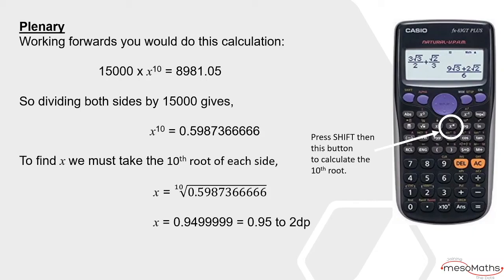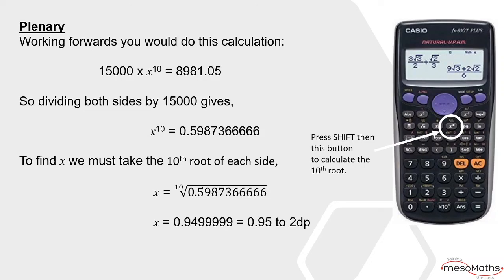So to access this button, you'll need to press Shift, which is on the top left on the Casio calculator anyway, and then press the button that we've been using for the majority of this lesson for doing powers. That will allow you to put in the 10 in front of the tick part of the square root symbol. So now we can do x equals the 10th root of 0.598736 recurring, and that gives us a value of x as 0.949 recurring, which to two decimal places is 0.95.